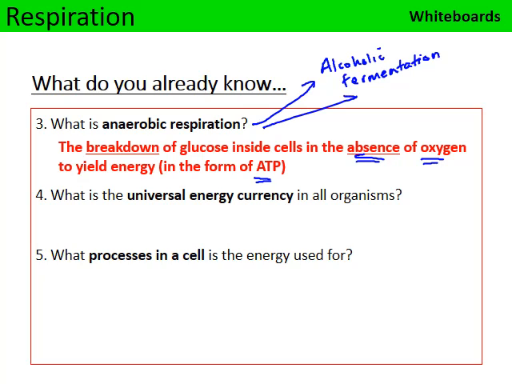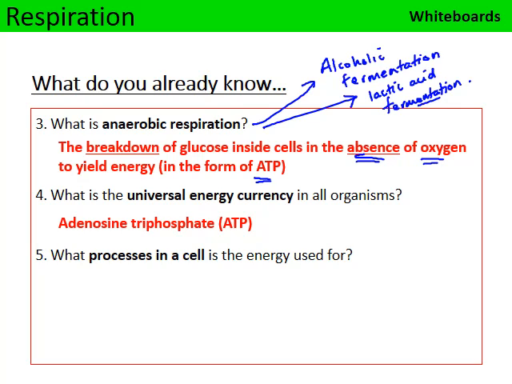And the other type of anaerobic respiration is lactic acid fermentation, or lactate production in, for example, muscle cells or even red blood cells inside our own body.